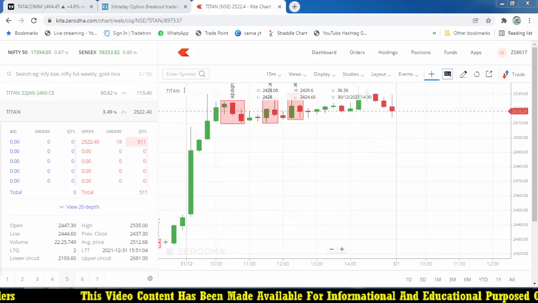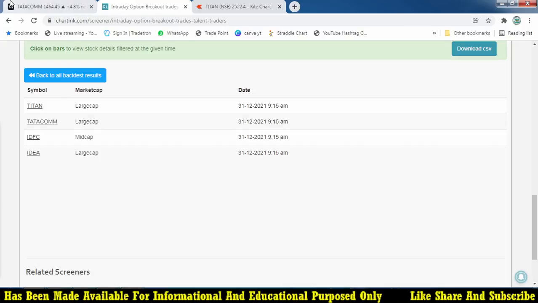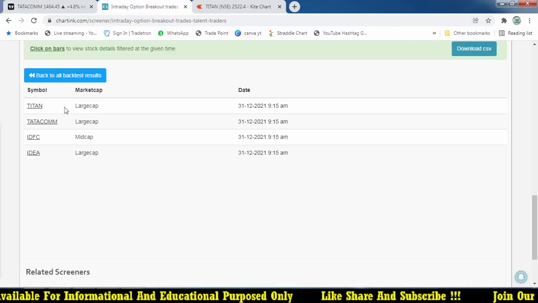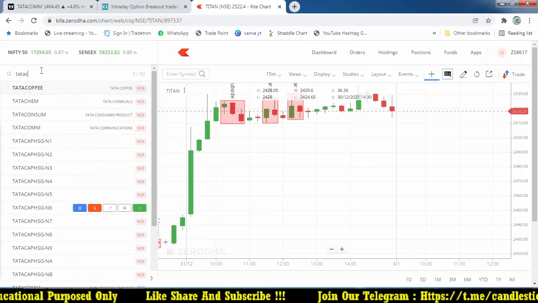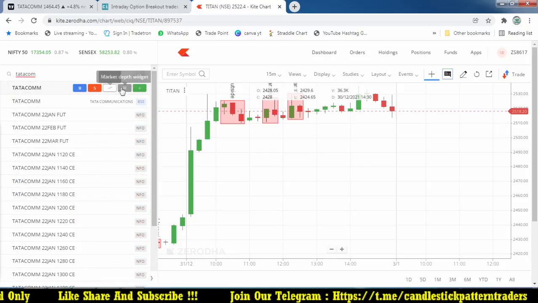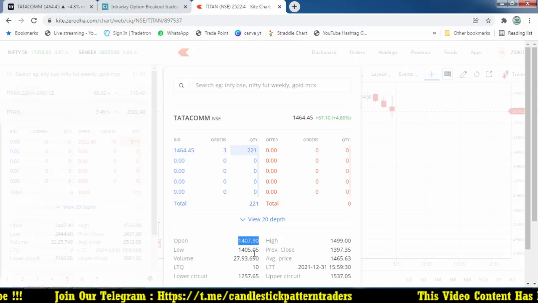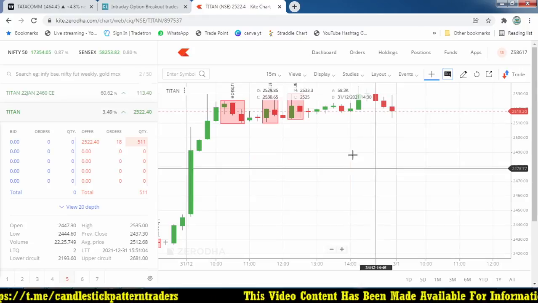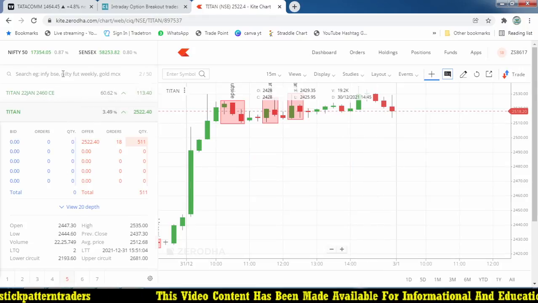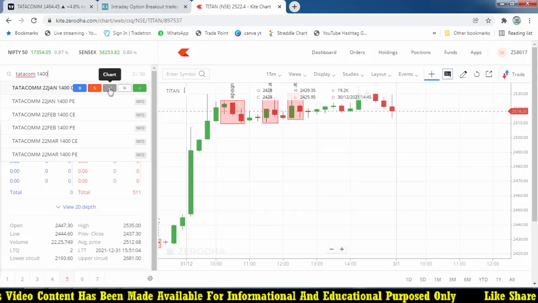And the second stock which we have already seen, the second stock which we got, is Tata Communications. So let me try with Tata Communications. It started at 1407. If you want to take it, you can try the 1400 call also. Tata Com 1400 call option. Let me try it.